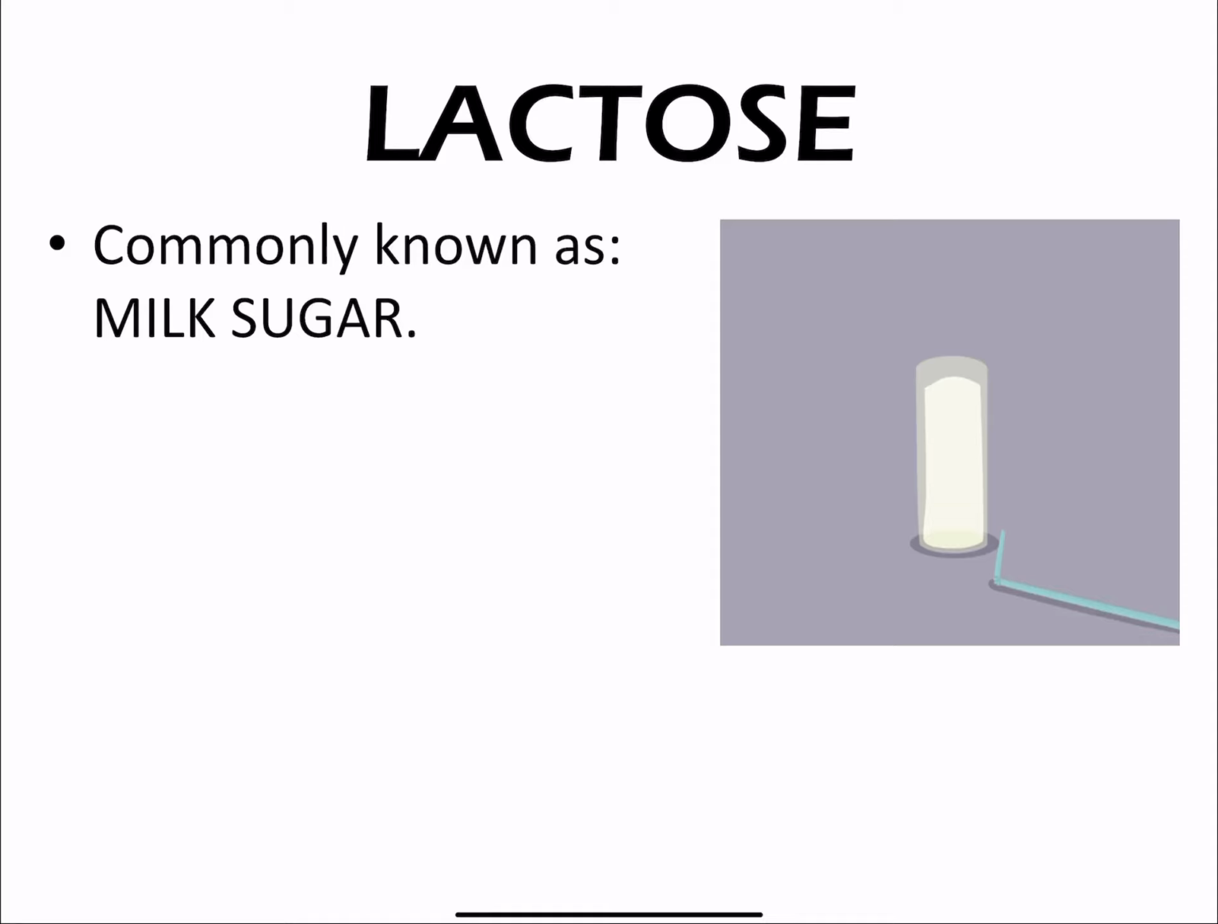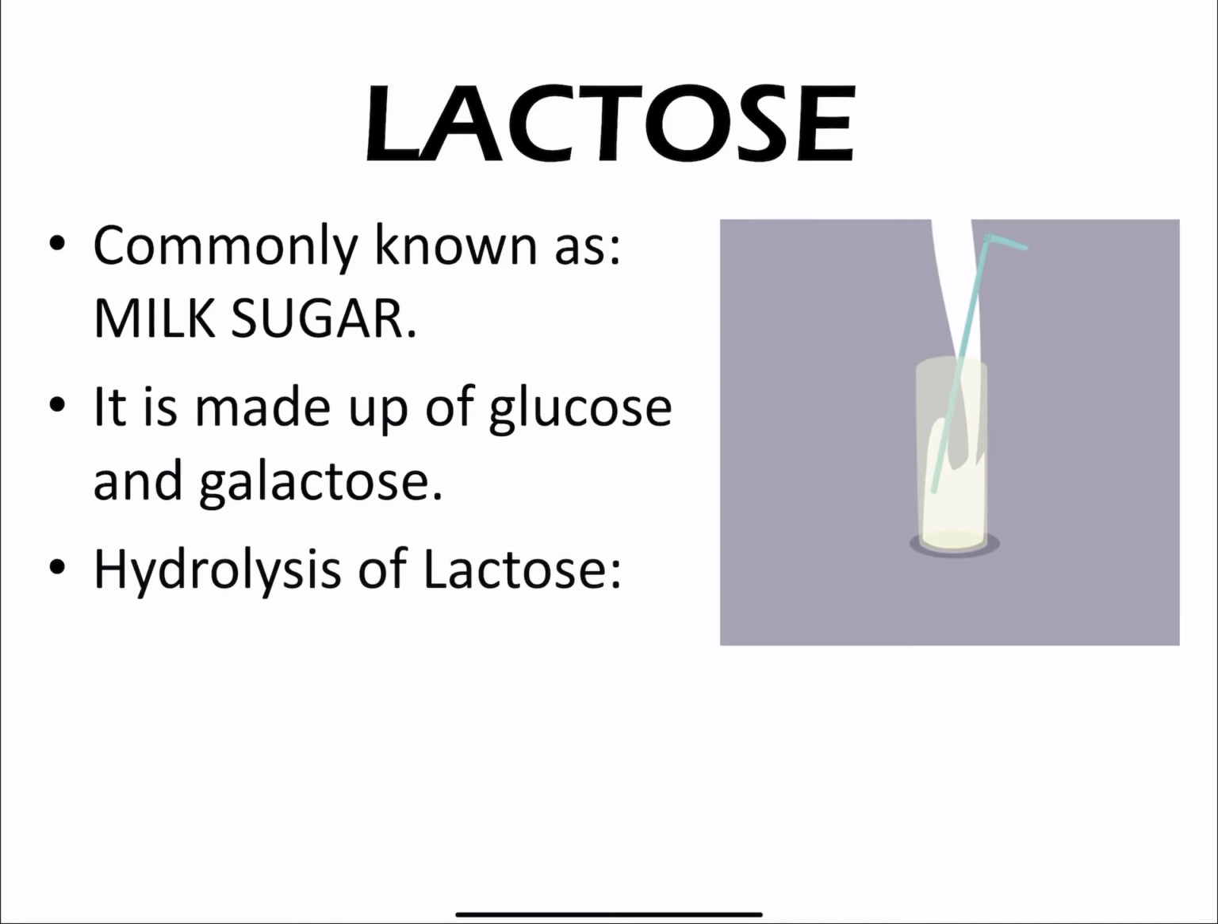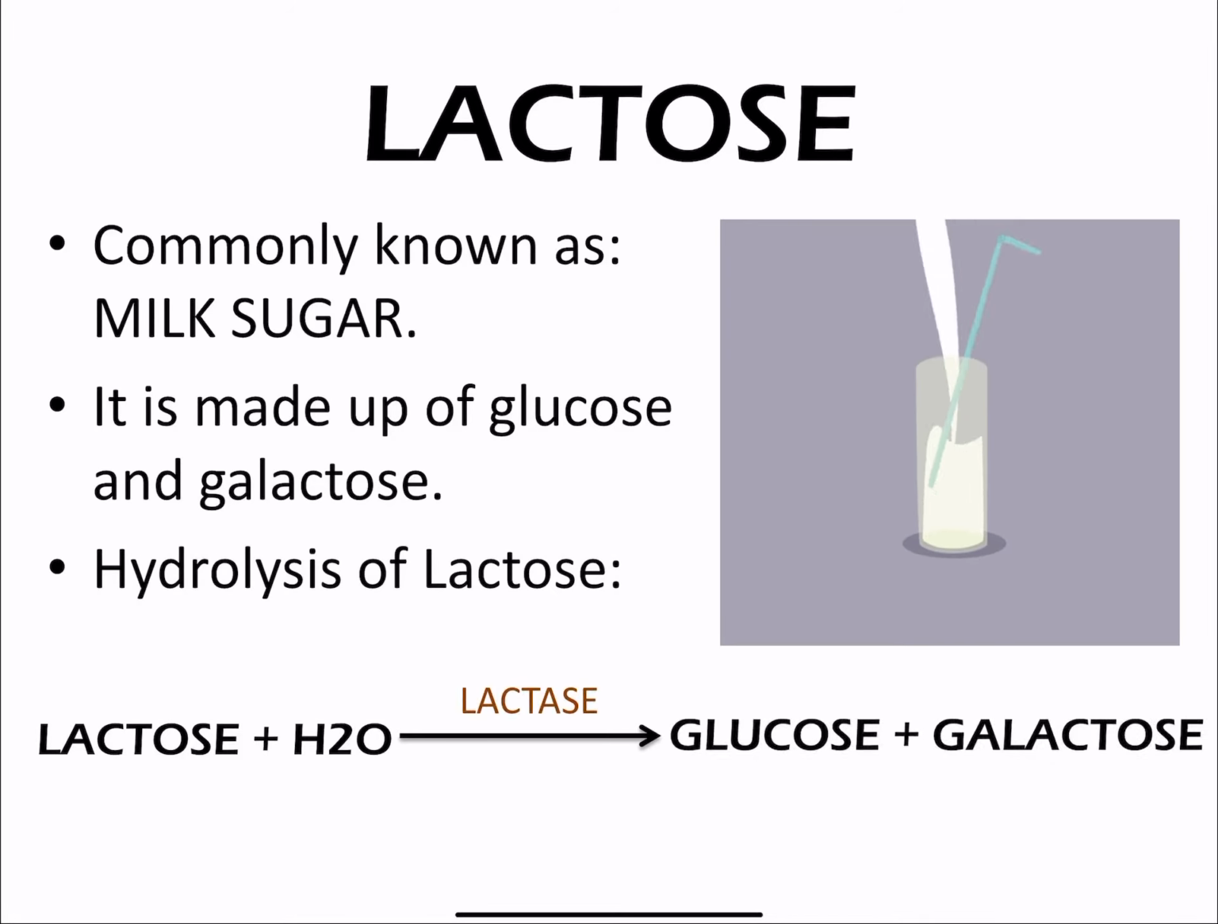Lactose is known as milk sugar. It is made up of glucose and galactose molecules. And of course, the link bonding between them is also a glycosidic bond. We can hydrolyze lactose by adding it to water, in addition to its enzyme, lactase.